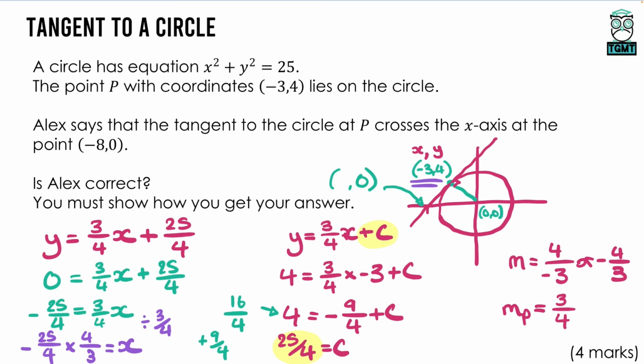Running out of space here, we're right down in the bottom, so let's bring that to a space where we can actually work this out. So minus 25 over 4 multiplied by 4/3. On the top there, we get minus 100. And on the bottom, we get 12. So we have to do 100 divided by 12.